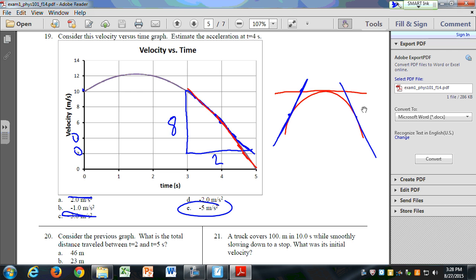And then number 20 asks for what is the total distance traveled between 2 and 5 seconds. Gosh, how in the heck do I do that? The distance traveled between 2 and 5 seconds. What do I find? I find the area. So the way I do this is I ask myself, how much does each block count? Each block counts for 2 meters because it's 2 times 1, and then I just count the blocks. So that's 1 block, 2 blocks, 3 blocks, 4 blocks, 5 blocks, 6, 7, 8. I'm going to call this one 9.